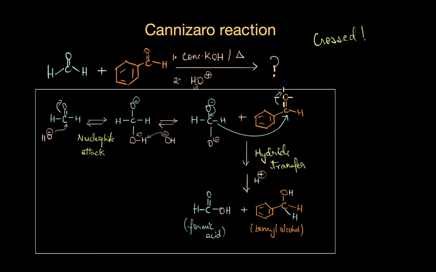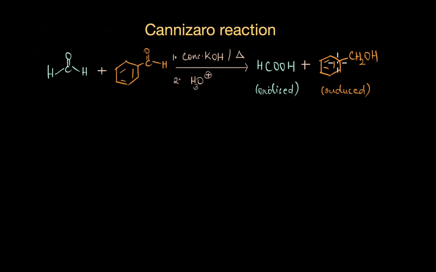The product of such a reaction would depend on the reactivity of the aldehydes. The more reactive aldehyde would get oxidized, giving us the corresponding acid, and the less reactive aldehyde would give us the corresponding alcohol. So the final products here would be formic acid and benzyl alcohol.